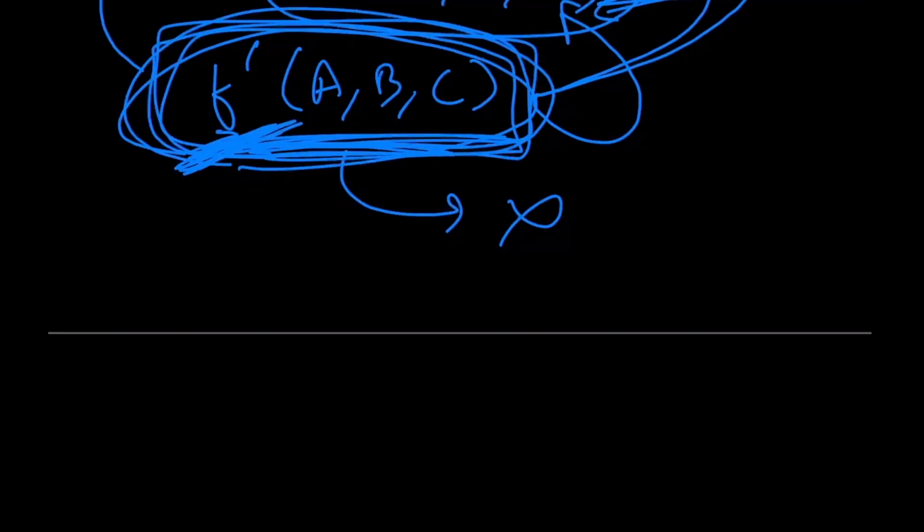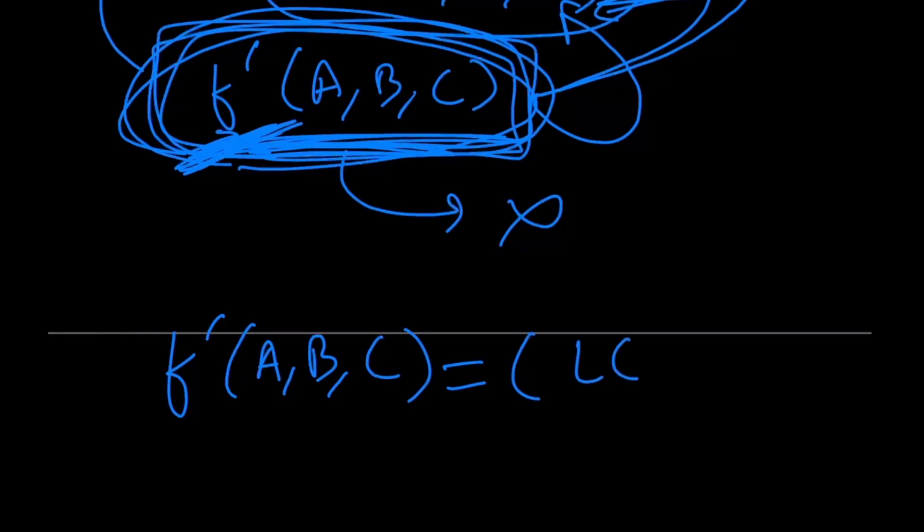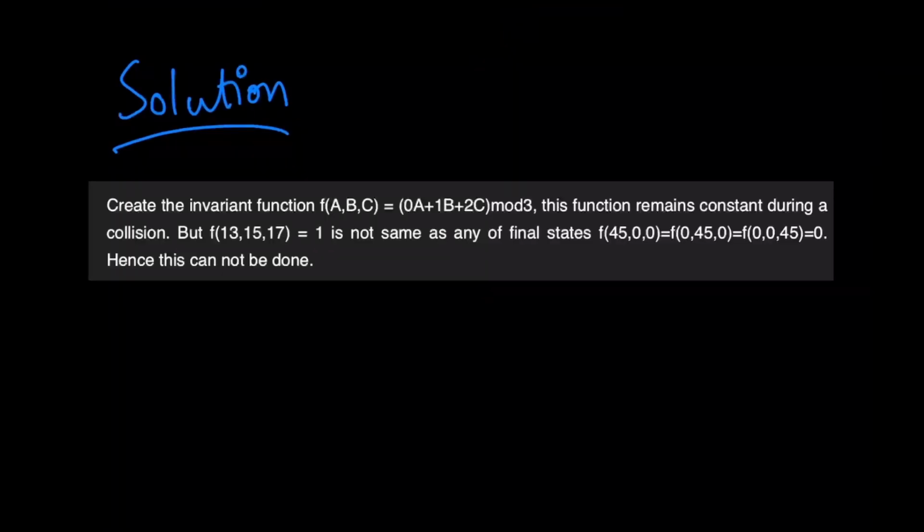So another hint, just before I tell you guys this solution: the expression or the function f dash of a, comma b, comma c that I'm talking about will be a linear combination of the three variables a, comma b, comma c, modulo 3. So this is the solution. This is the function over here which I was talking about. The value of f of 13, 15, 17 is equal to 1, but the value of all these three final accepted states is equal to 0.